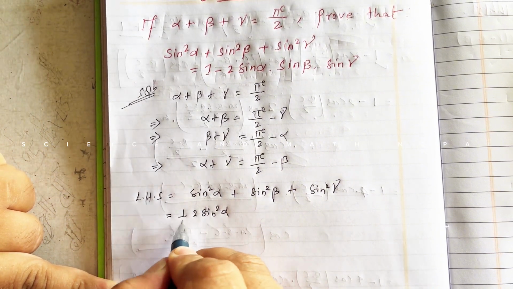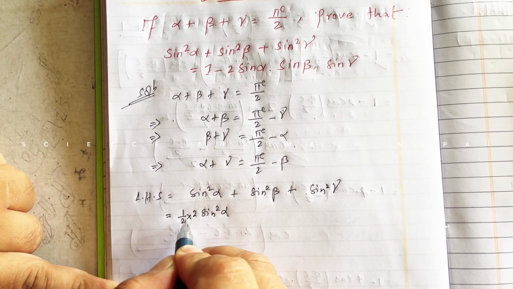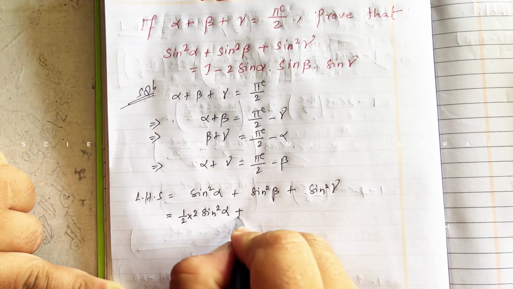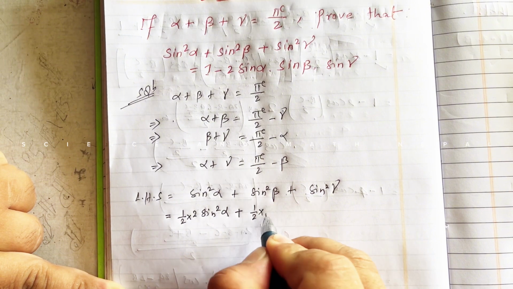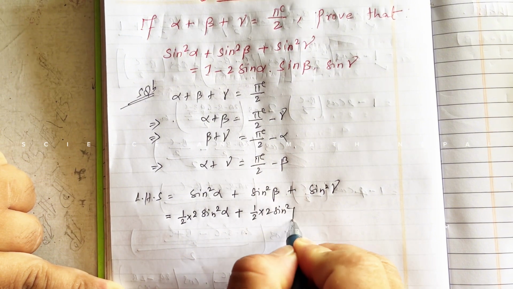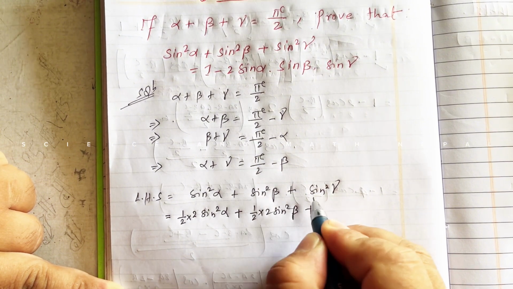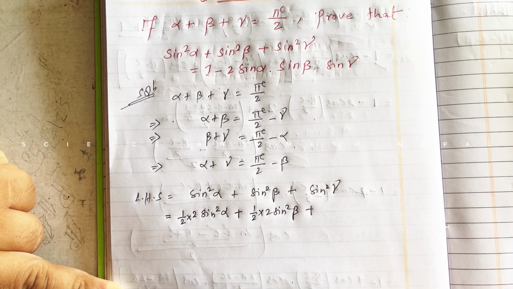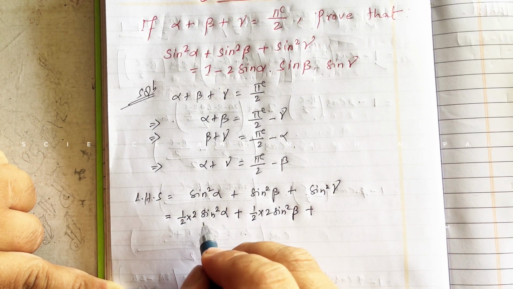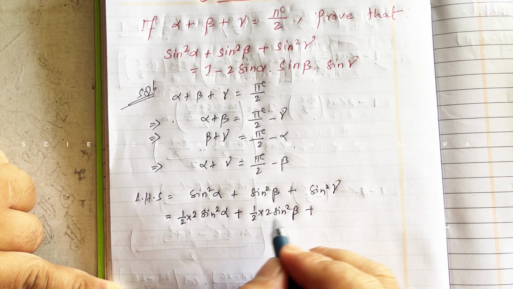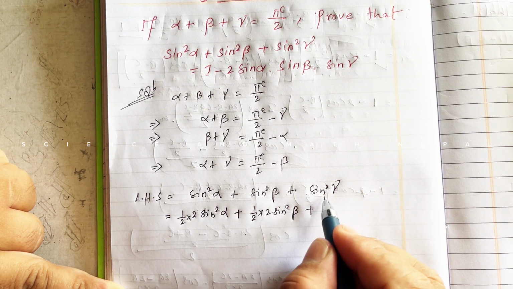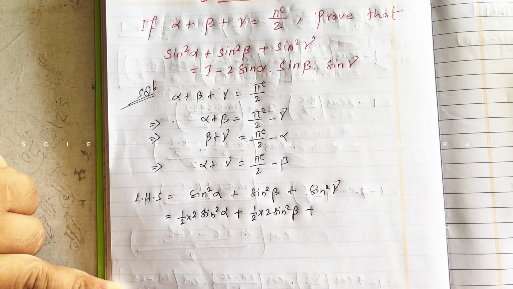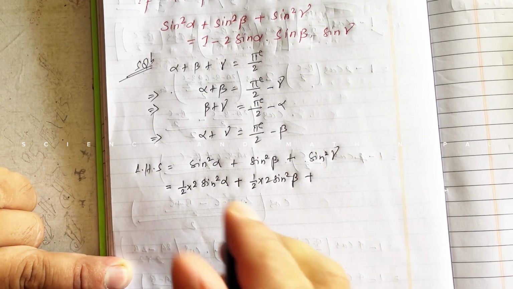To balance it, let's multiply with 1 by 2 also, so that 2 and 2 get cancelled and it will be balanced. Plus, in the same way, let's do the same over here, 1 by 2 into 2 sin square beta plus, let's leave the last term the same as it is. After solving these first two terms, we need to apply the formula in such a way that there must be some common term. Okay, so let's leave it for now.